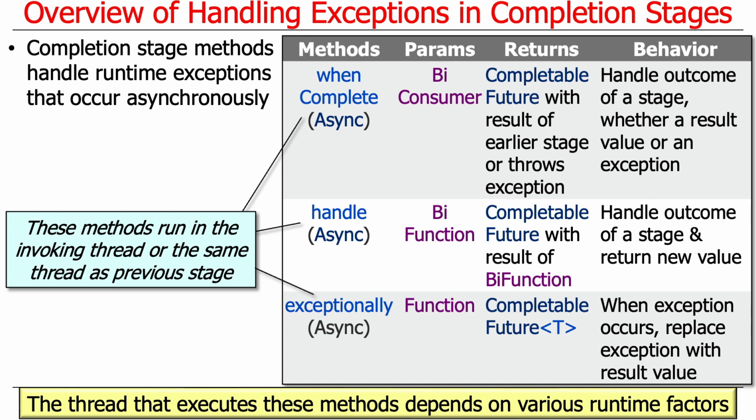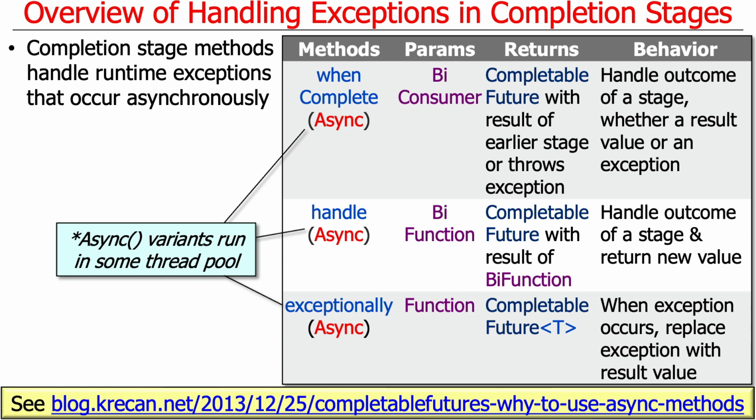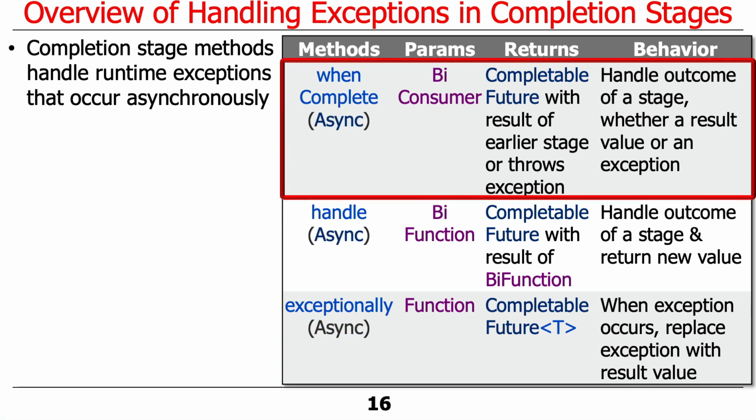The non-async variants run in the invoking thread, or the same thread as the previous stage, and the async ones run in some other thread in some other pool or in the same pool. So that's the main difference between those things. Let's take a look at the 3 different categories of methods, whether they be synchronous or asynchronous.